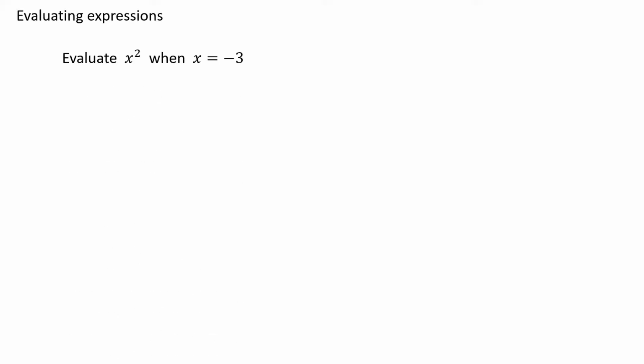Let's take a look at another example. If we want to evaluate x squared when x is negative 3, we'll replace x with negative 3 and work out the value of this expression. Let's not forget that an exponent of 2, or to square something, means to multiply it by itself. And therefore, negative 3 times negative 3 would become positive 9. Let's not forget, a negative times a negative is a positive.